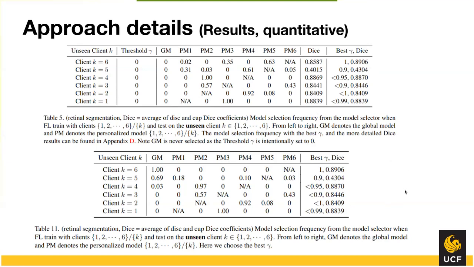In the bottom table, they allow any gamma, the best gamma, and you can see that the dice scores are better. For example, in client 5, the accuracy is worse in the top table. And you can see again that the global model is in fact used for these inferences.